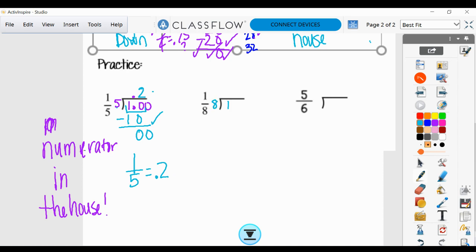All right, same thing here. We're going to put our 8 on the outside and our 1 inside the house. And 8 doesn't go into 1, so I'm going to give it 2 zeros here. Okay? How many times does 8 go into 10? 8 goes into 10 1 time, right? If I count up to 10 by 8, 8, and the next one would be 16. So that's only 1 time, right? 8 times 1 is 8. I'm going to subtract. So I did my divide, multiply, subtract, bring down. So subtract would be 2. Bring down that 0.